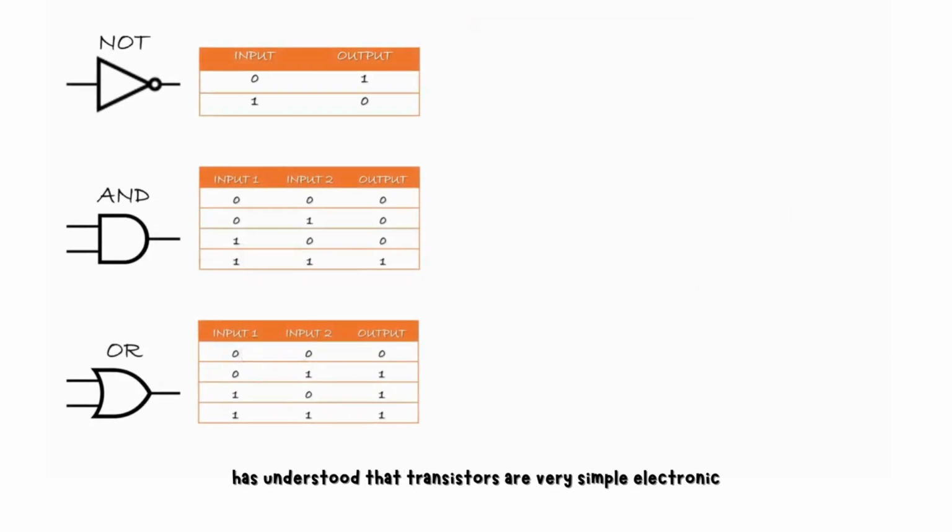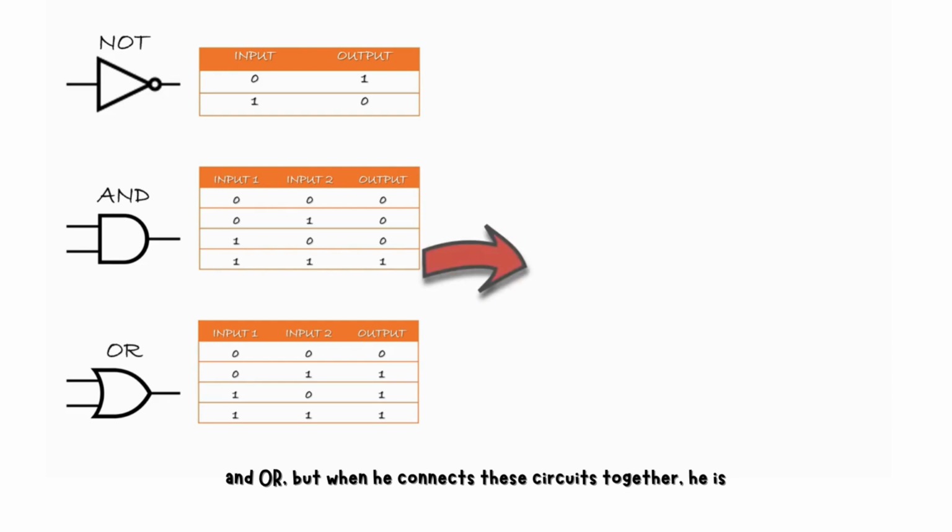Summarizing, Bob has understood that transistors are very simple electronic components, but when placed in appropriately configured electrical circuits, they can be used to generate more complex results. So far, Bob has managed to create the logical elements NOT, AND, and OR, but when he connects these circuits together, he is able to achieve even more diverse behaviors.